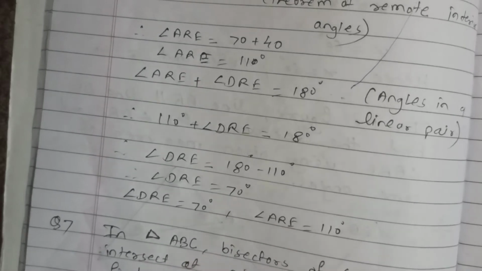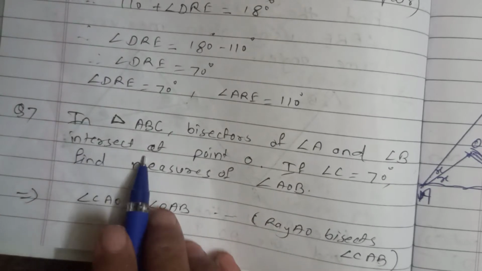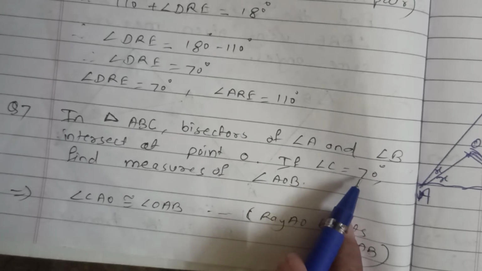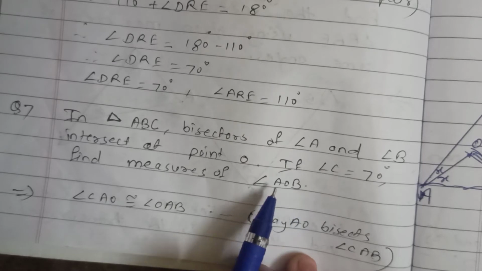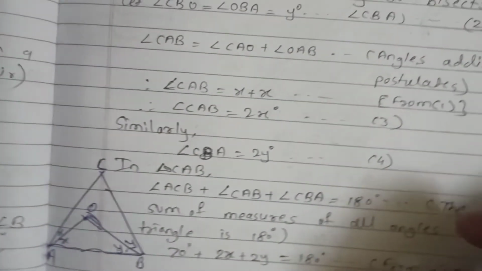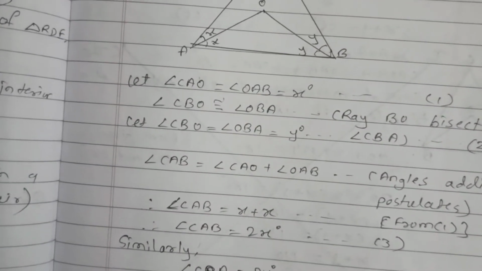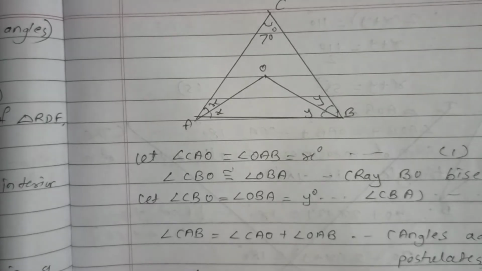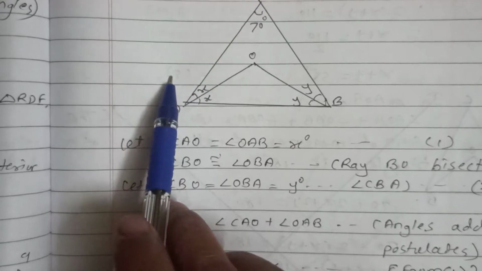In triangle ABC, the bisectors of angle A and angle B intersect at point O. If angle C is equal to 70 degrees, find the measure of angle AOB. Okay, now let us see in the figure, students. This is the triangle given, CAB.